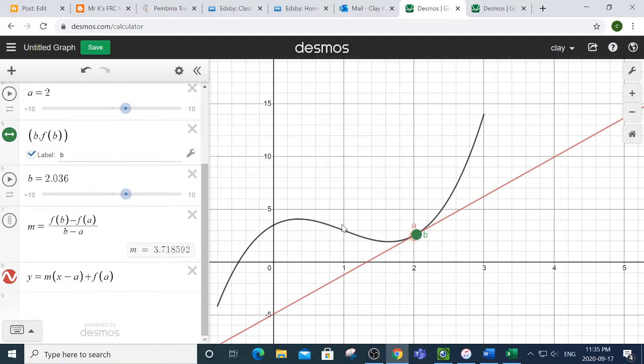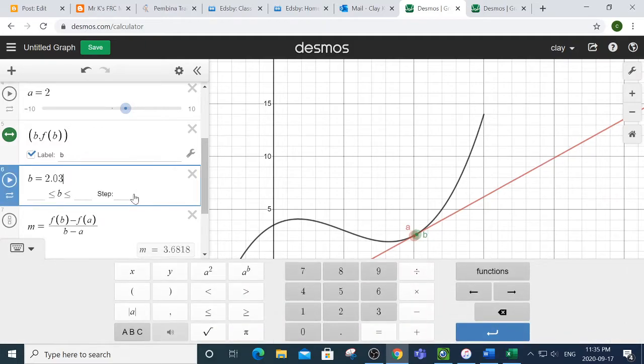But notice I stopped changing a whole lot. I'm getting closer and closer to some value, 3.7 something. Now, A is actually 2. So right now B is 2.036. So there's a little bit of space. This is some tiny decimal. I can keep making this even smaller.